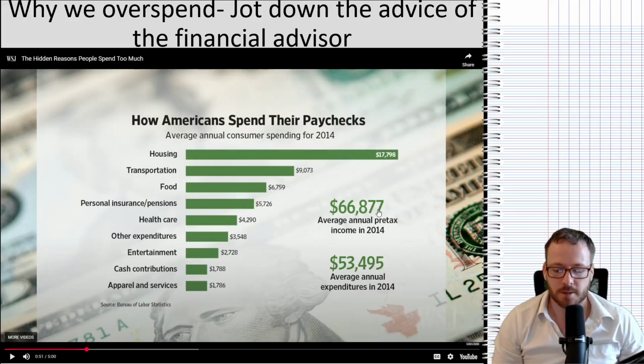66,877 pre-tax. 53,495 average annual expenditure. If this is pre-tax, this pretty much means they're spending exactly what they're earning. Wild. It looks like it's even higher than the 0.85 that we looked at. It looks like their average propensity to consume is almost 100% if you include the taxation.